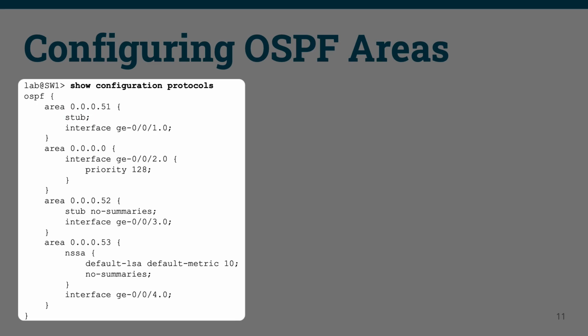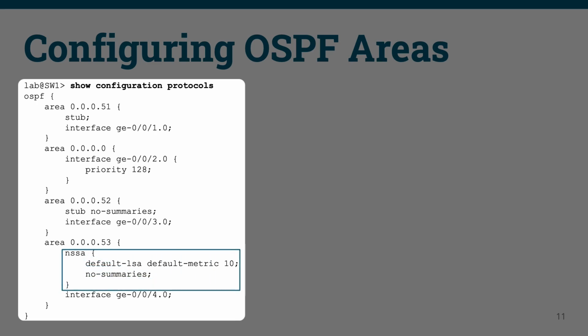We then see that Area 52 is configured as a stub with the No Summaries flag. This flag indicates that the area is a total stub. No summary LSAs will be advertised into this area. Only a default route will be advertised. Finally, we see that Area 53 is configured as an NSSA.